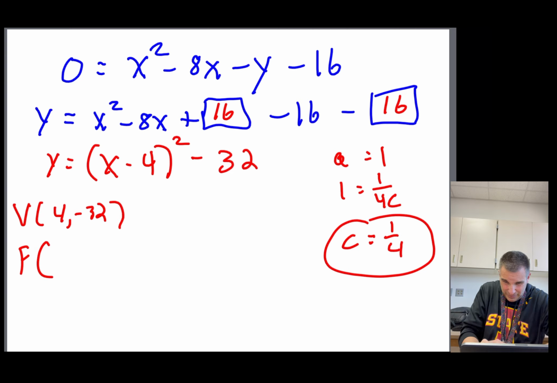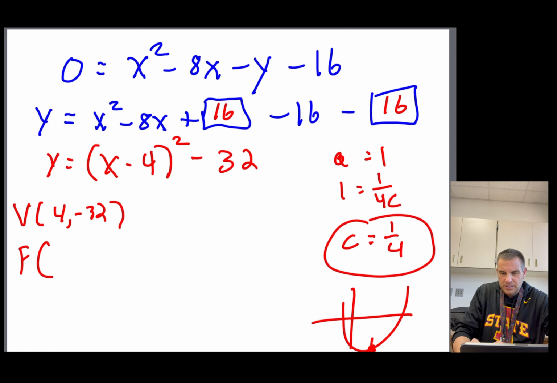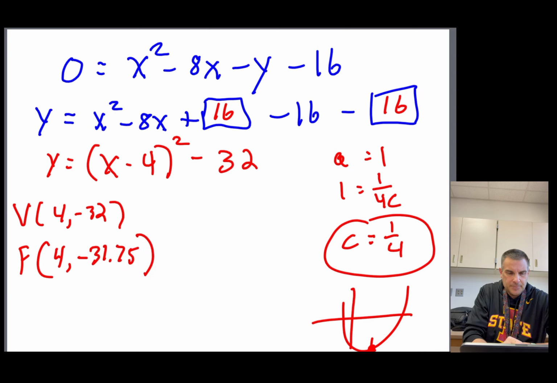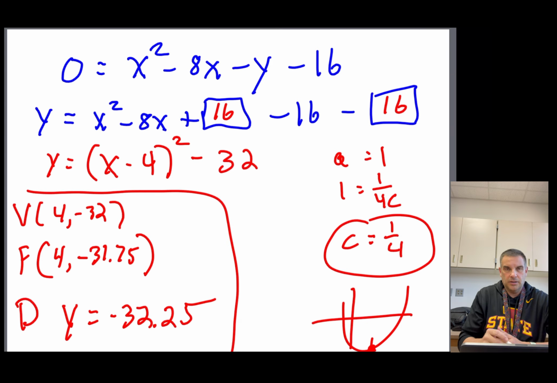So again, let's think about what this looks like. We're at 4 and negative 32, which is kind of way down there. It's y equals, so it goes like this. So my focus is going to go along the y value. So my focus is going up. So this is going to be 4, and then negative 32 plus 1/4 is negative 31.75. My directrix is going to be y equals, and we're going to subtract it. So y is equal to negative 32.25. So there are our solutions for this.